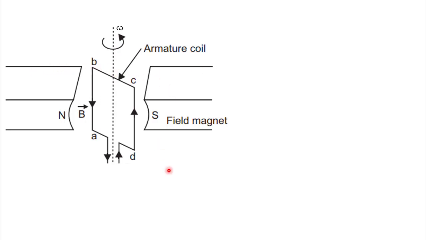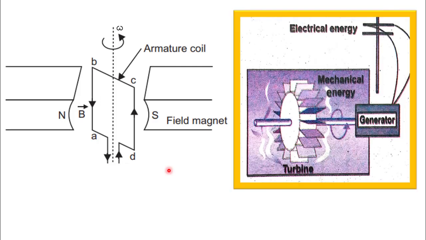We can even use a fuel engine to rotate the coil inside the magnetic field. Or we can even use a steam turbine to rotate the conductor inside the magnetic field. We can also use a turbine run by a waterfall to rotate the conductor inside the magnetic field, and in this way, when the conductor moves inside the magnetic field, current or induced EMF is generated, which is supplied to the consumers.